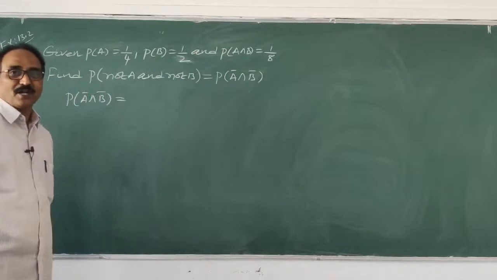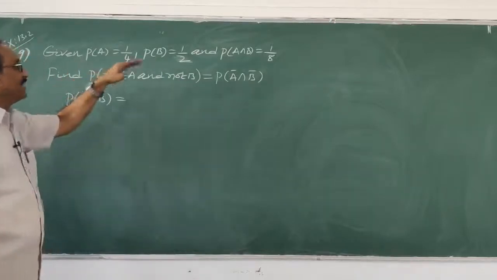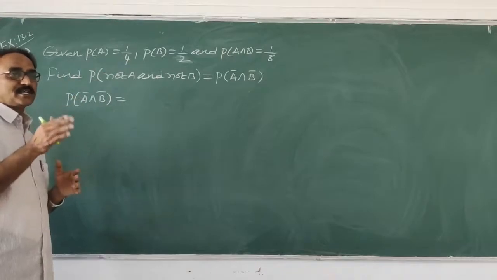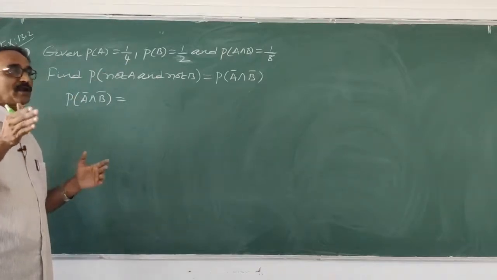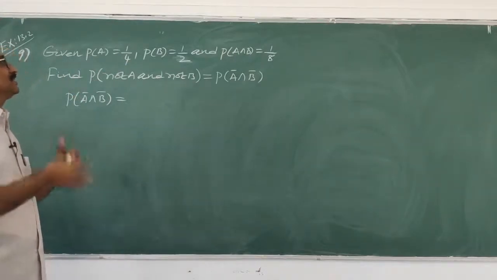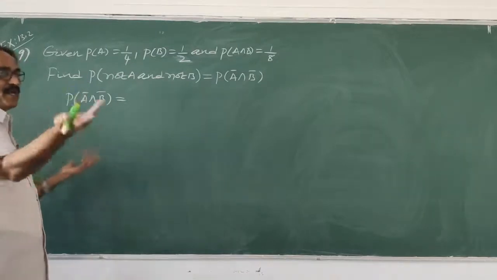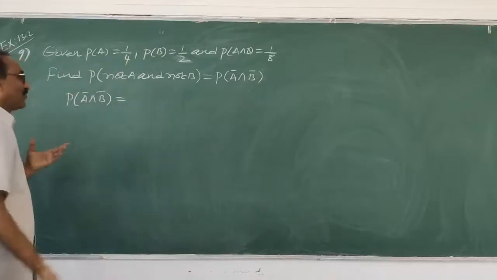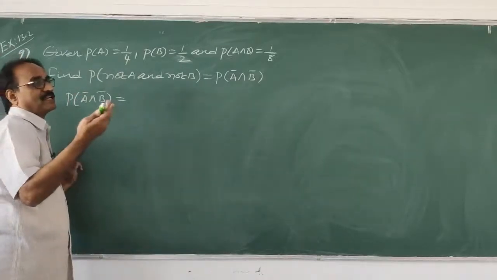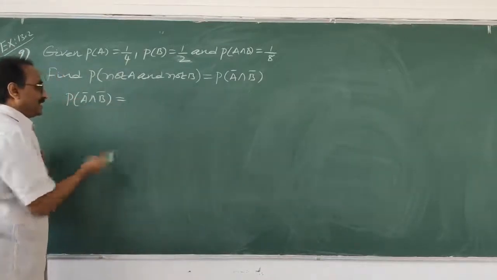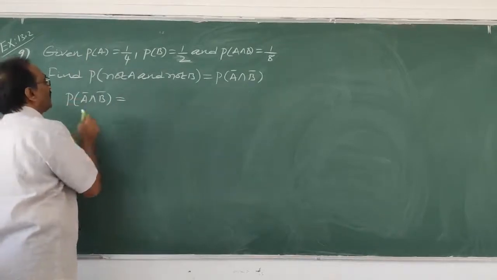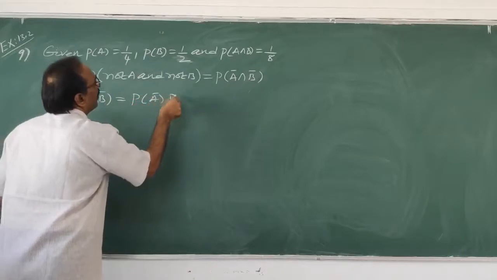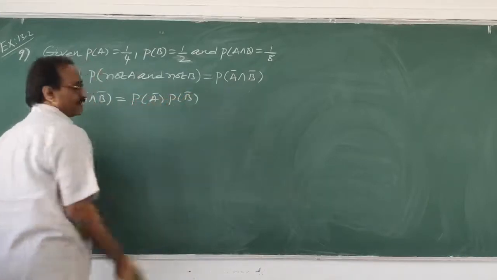My dear students, you understood now. From the given data, I checked that P of A intersection B is equal to P of A into P of B. Yes, it is. Then they are independent events. If they are independent events, their complements are also independent events. Therefore, just as we write P of A intersection B as P of A into P of B, in the same way we can write P of A bar intersection B bar as P of A bar into P of B bar. Correct?